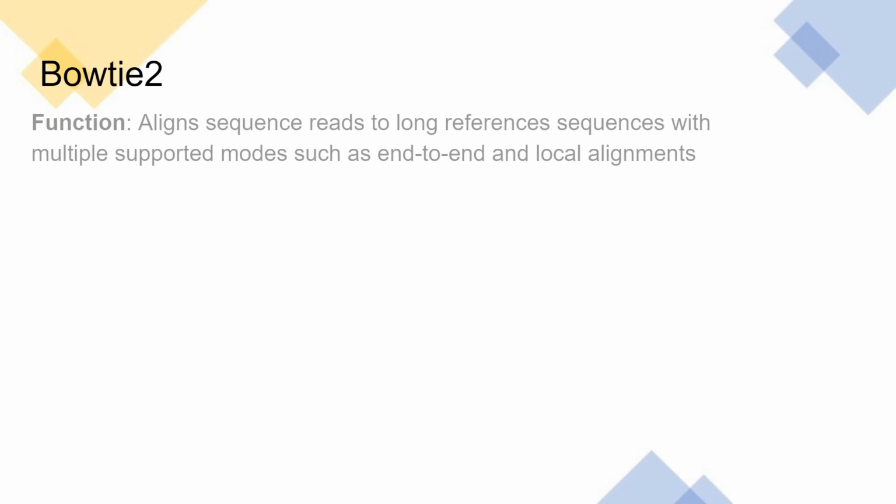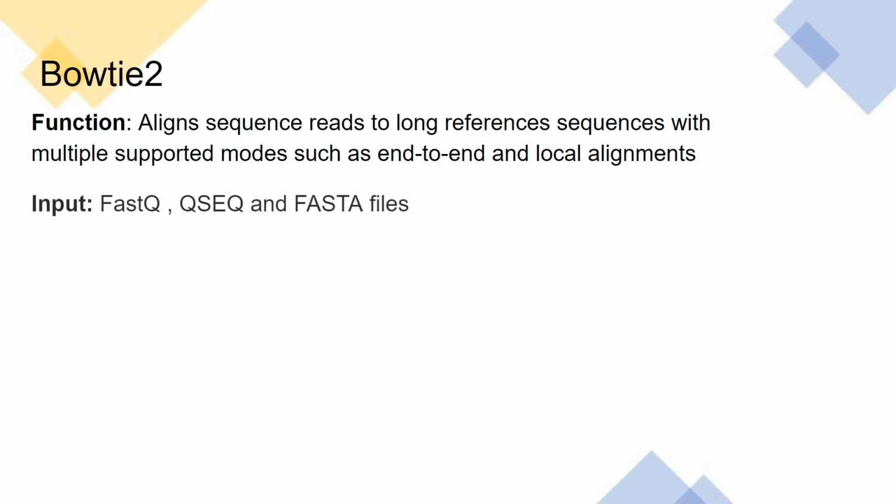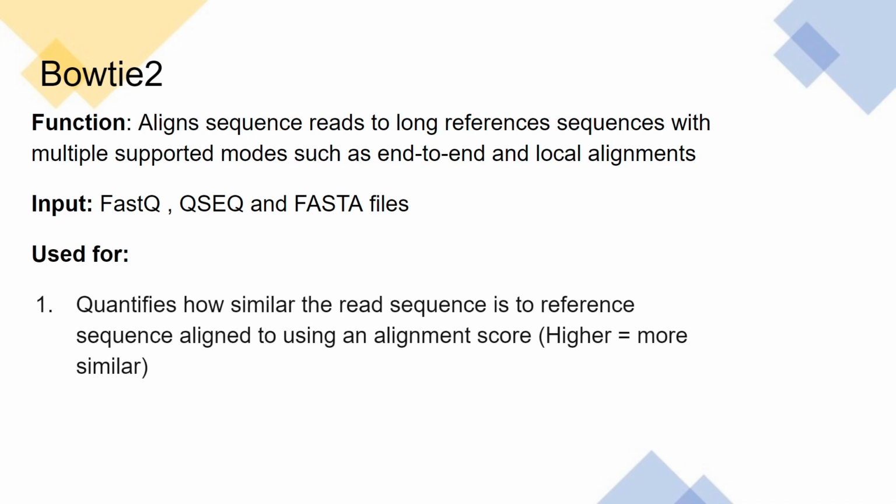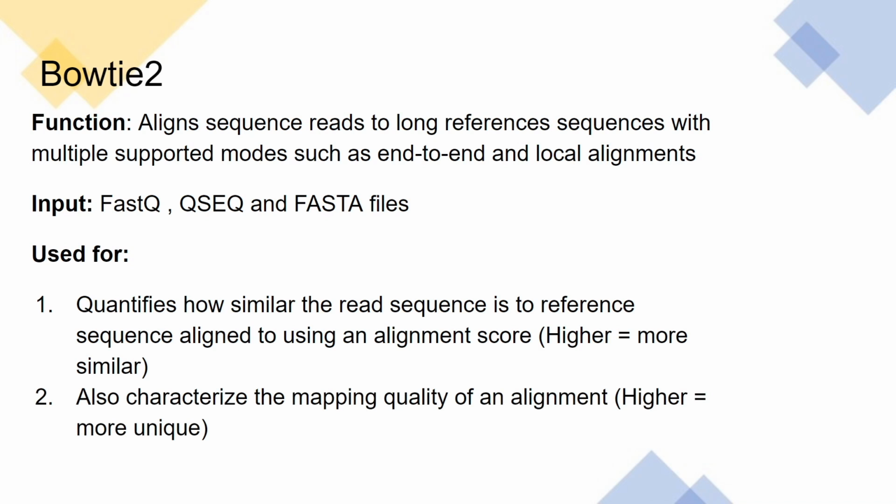Bowtie2 is a program that aligns sequence reads to a long reference sequence with multiple supported formats. The input files that they use are FASTQ, QSEQ, and FASTA files. They are used to quantify how similar the read sequence is to the reference sequence using a score. The higher the score, the more similar it is, as well as the more unique it is for the mapping quality, and they output their results in a .sam format.